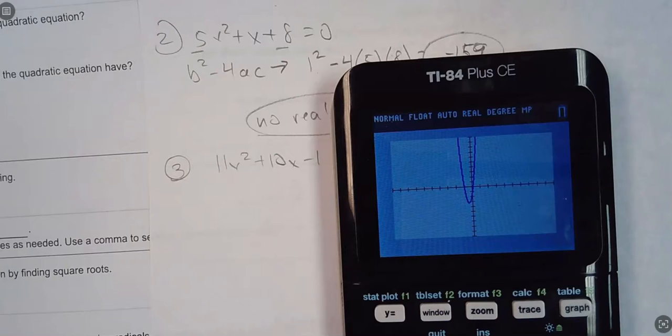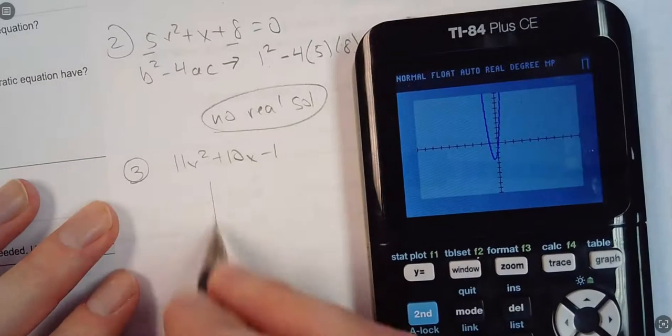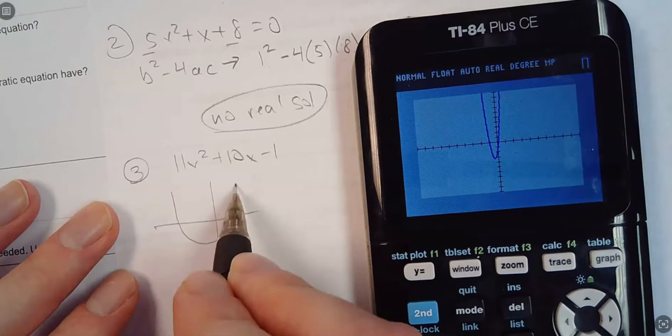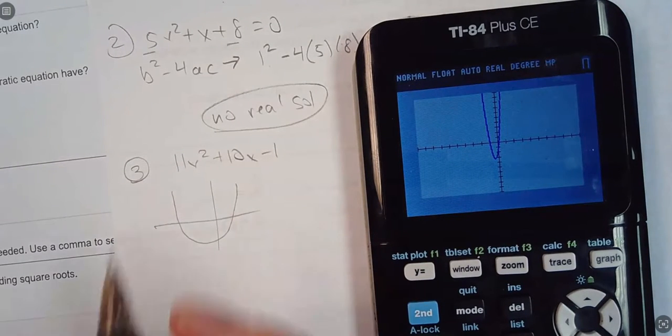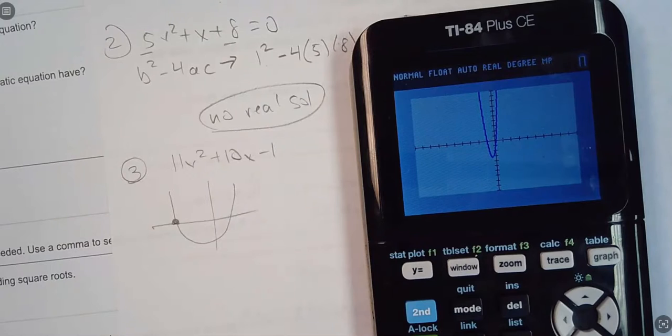So I got 2 zeros. There's 2 places where it's hitting the x-axis. I'm going to do a quick little sketch over here so I can draw on it. It looks something like that. Now, if I want to find this 0 on the calculator, it's going to ask me for a left bound and a right bound. I think that's where most mistakes are made, is that left and right bound stuff.